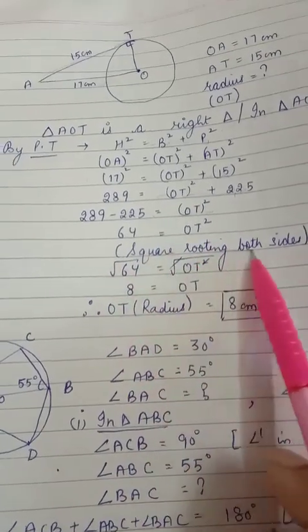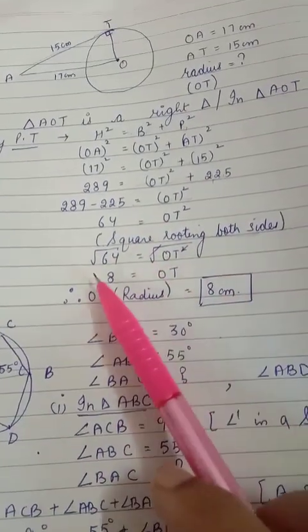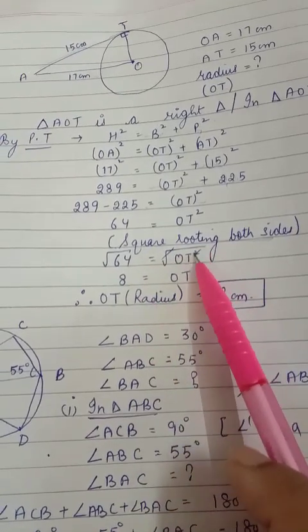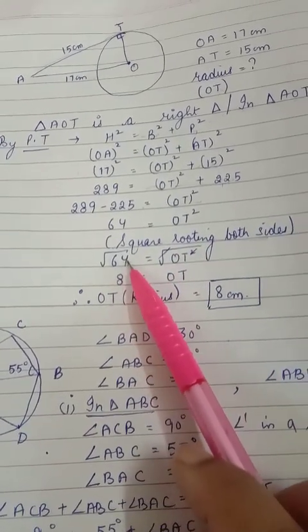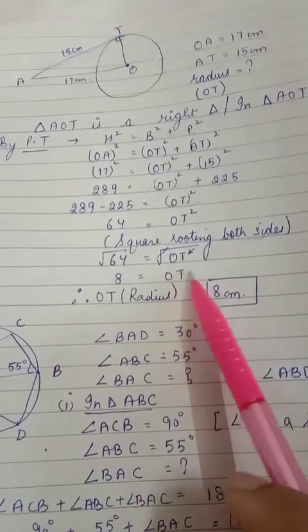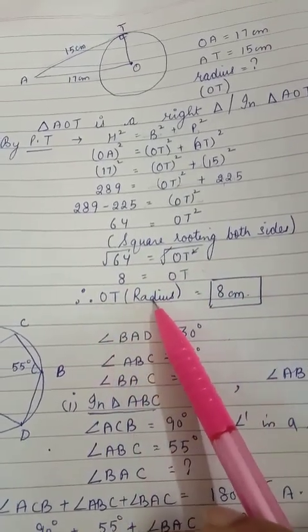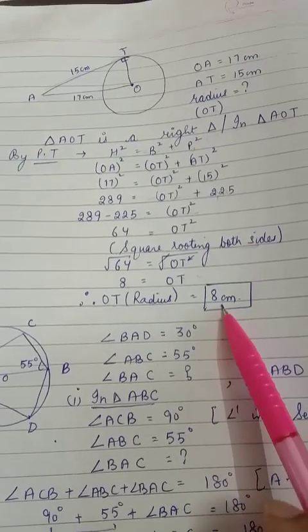Now taking the square root of both sides, square root of 64 is equal to square root of OT square. Square and root will get cancelled, and square root of 64 is 8, which is equal to OT. Now what is OT? That's the radius. So OT, which is the radius of the circle, is equal to 8 centimeters.